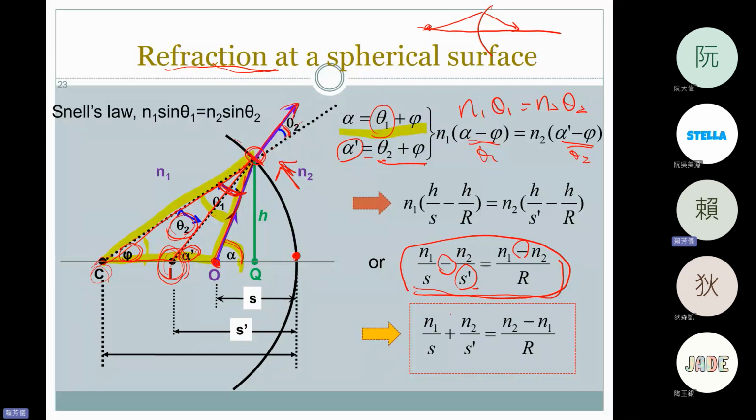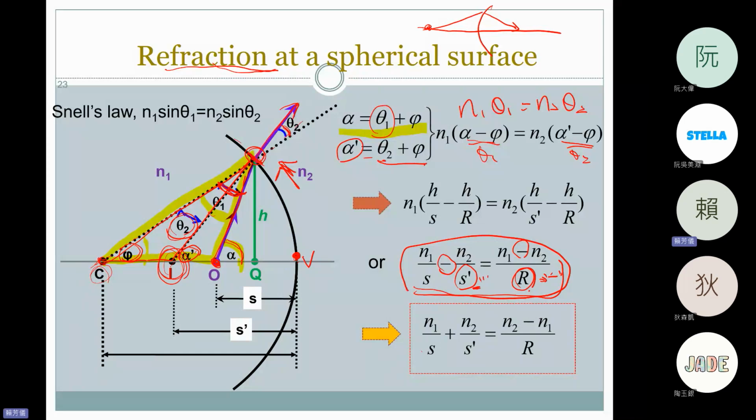So the image distance S-prime should be minus. Okay, and for the R, the curvature sign, the center point of the curvature will be on the left side of the V. So this R will also be minus.